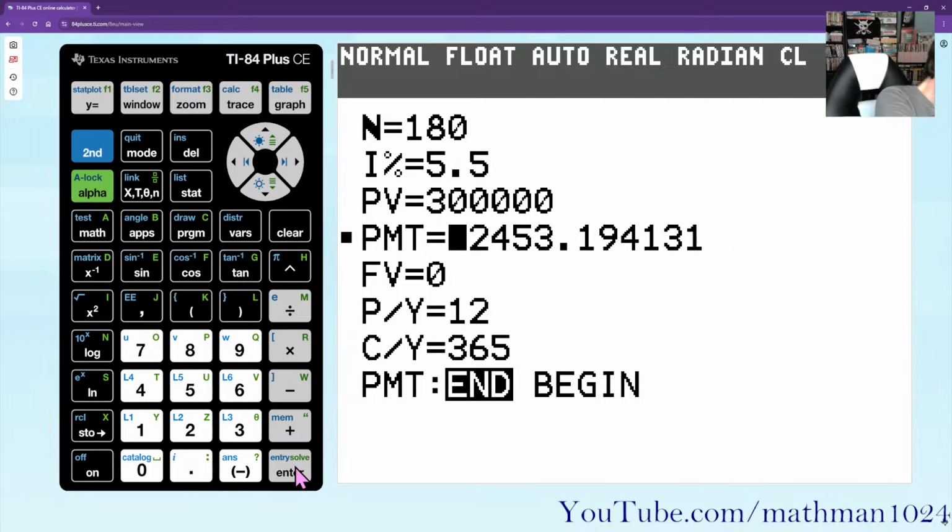Now, I'm going to go over here to a new page and write this down. So we have a $300,000 home. So a 15-year mortgage, and we're saying at 5.5%, the payment here is going to be $2,453.19. Now we're going to come back to that. Don't worry.